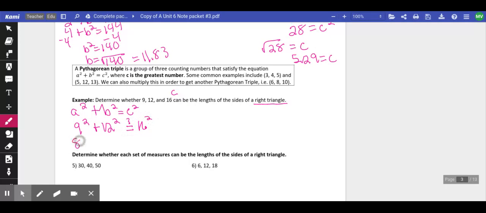So I put a little question mark over the equal sign. So 9 squared is 81. 12 squared is 144. 16 squared is 256. Is 81 plus 144 equal to 256? Well, 81 plus 144 is 225. 225 is not equal to 256. Therefore, this is not a right triangle.